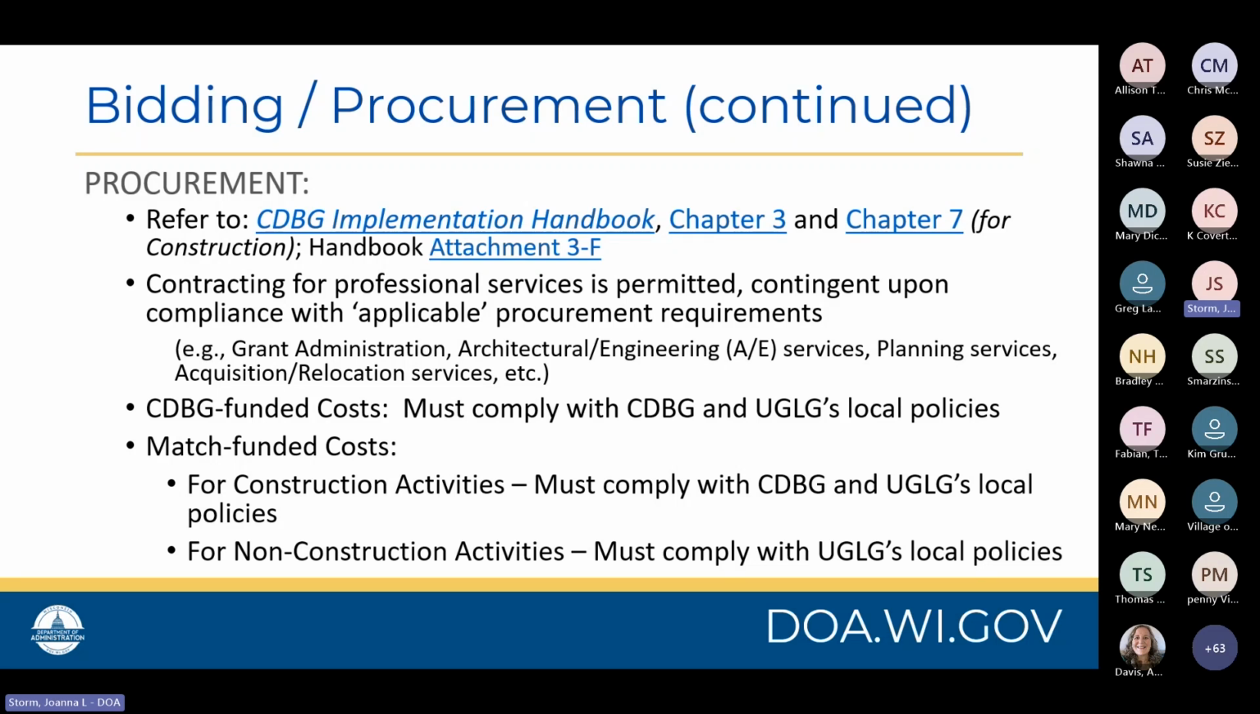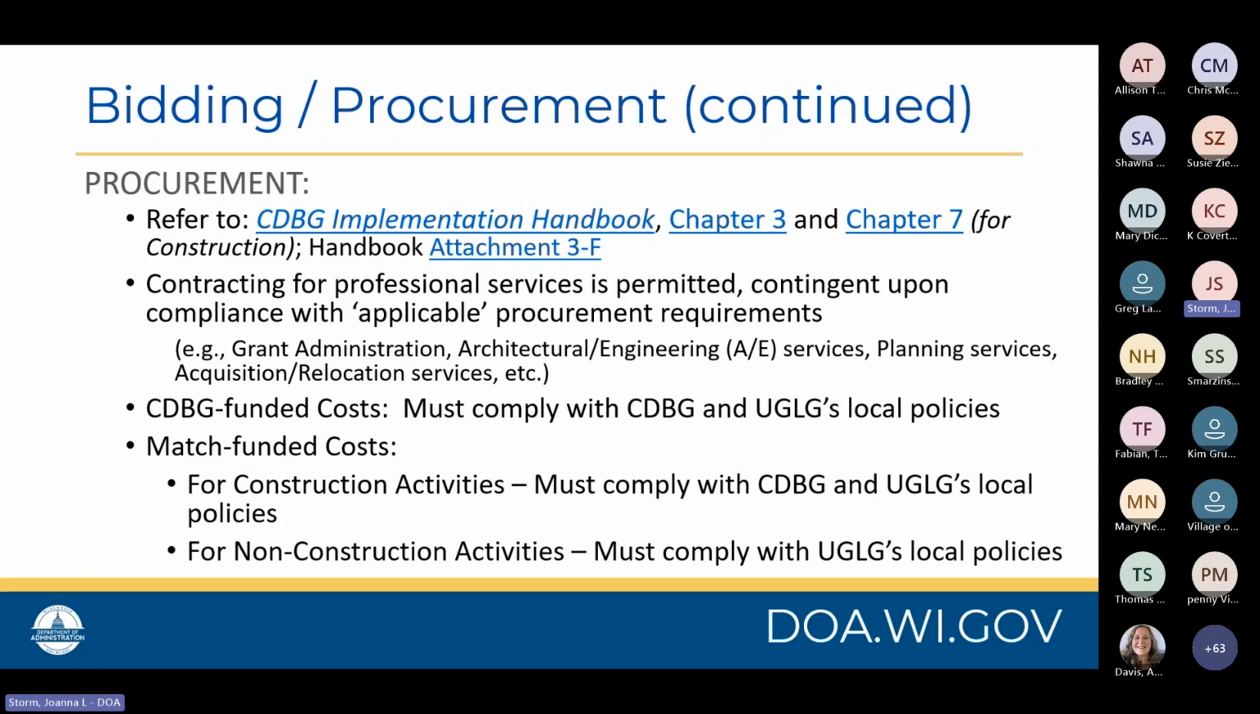Please note that contracting for professional services is permitted contingent upon remaining compliant with applicable procurement requirements. So for professional services, we generally include in this category grant administration services, architectural and engineering or AE services, planning services, acquisition services, relocation services, and other similarly related items.